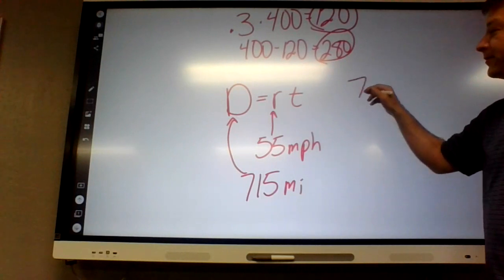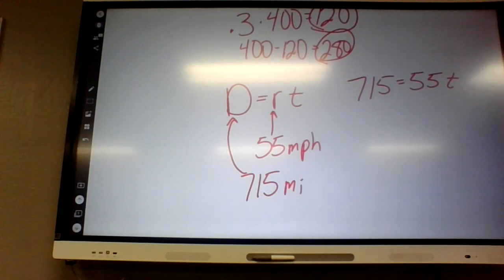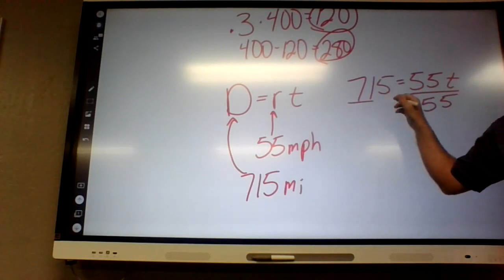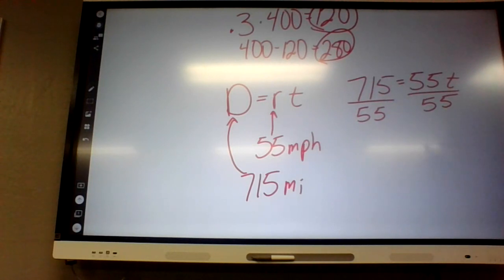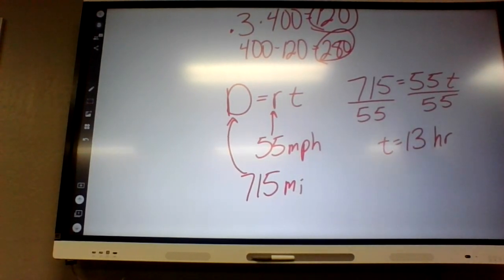So we can use that information to figure out how long it takes them. So how do we figure out the time? Divide by 55. Rate. 13, it's gonna take them 13 hours to get there, but that's not quite the answer. We need to add, so 6 plus 6. It says they leave at 6 a.m. in the morning. So if it takes them 13 hours, when will they get there?